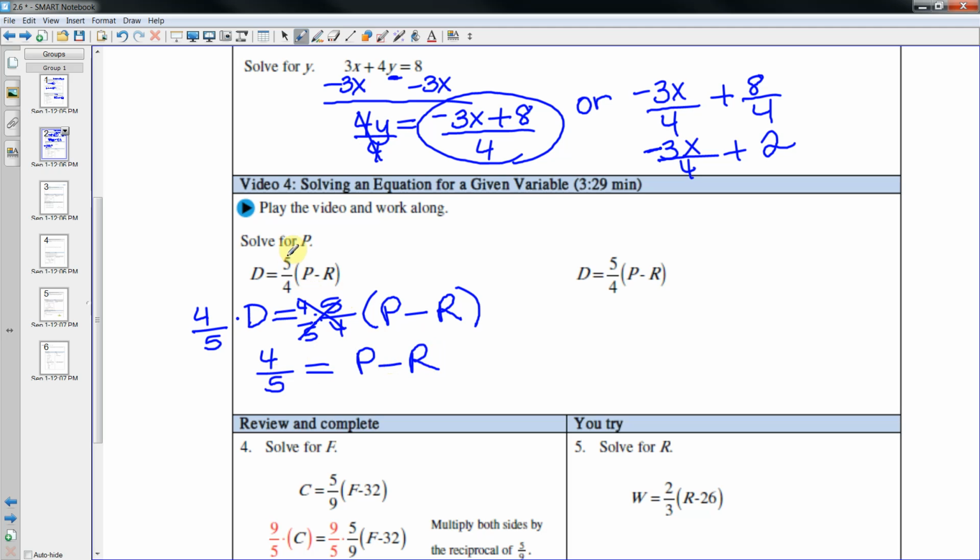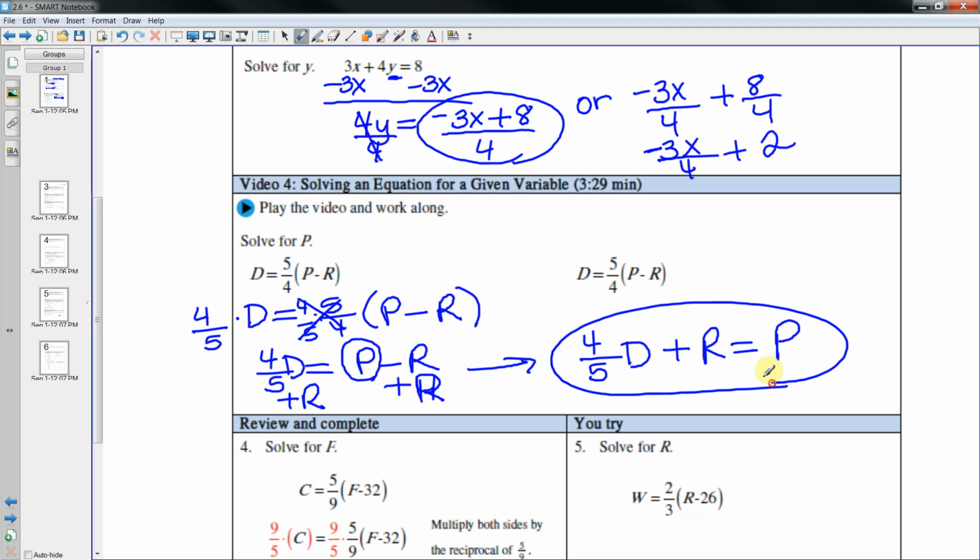Now my problem is telling me to solve for p, so p is staying put, it's frozen. I need to move minus r, so I'm going to add r to both sides. There's a d there that I forgot. So, rewrite what you have. 4/5 d plus r equals p. And now I've solved for p.